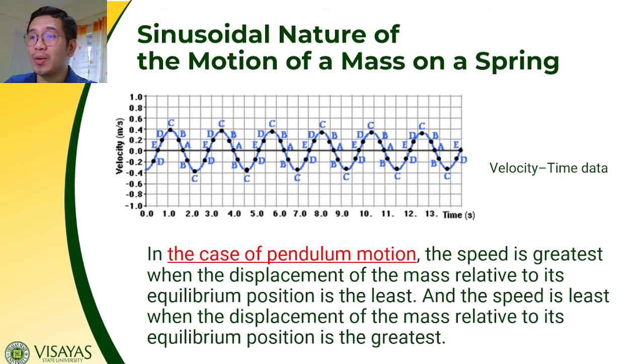We can notice now that the velocity is 0 whenever the position is at an extreme. This occurs at positions A and E, when the glider is beginning to change direction. So just as in the case of a pendulum motion, the speed is greatest when the displacement of the mass relative to its equilibrium position is the least, and the speed is least when the displacement of the mass relative to its equilibrium position is the greatest.